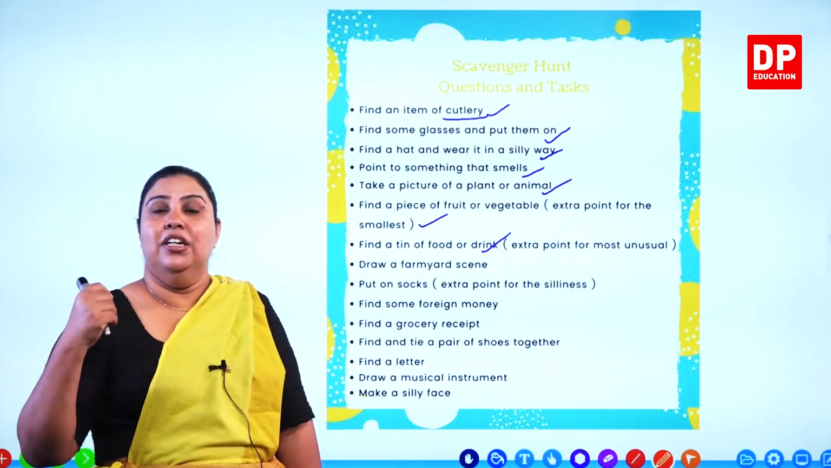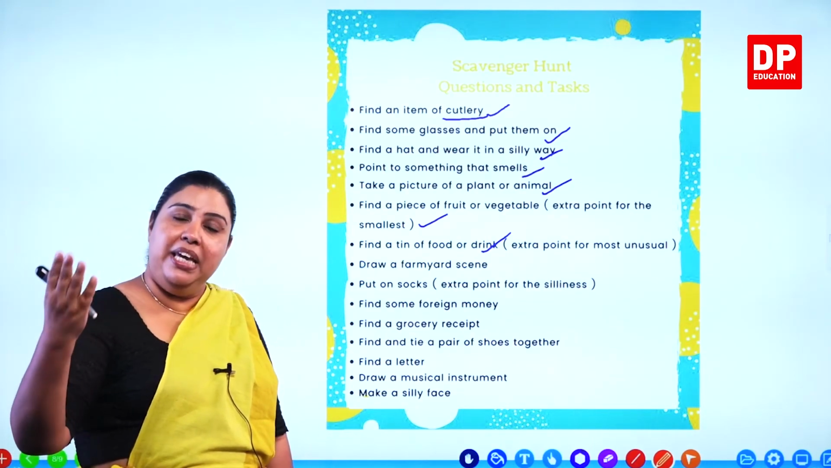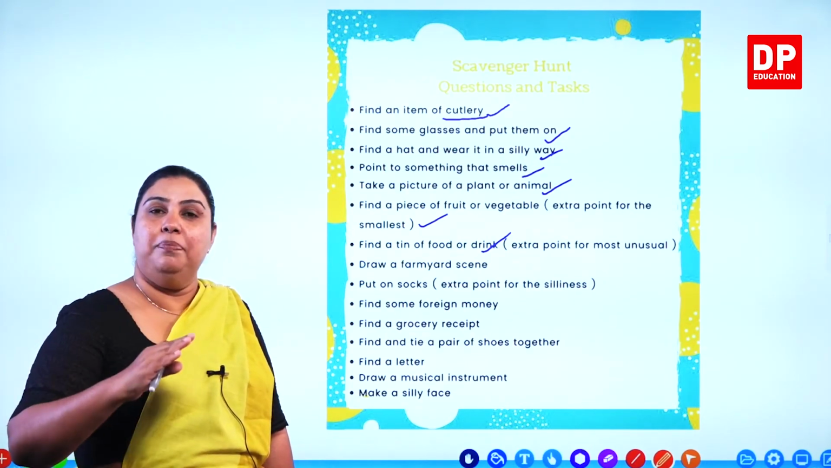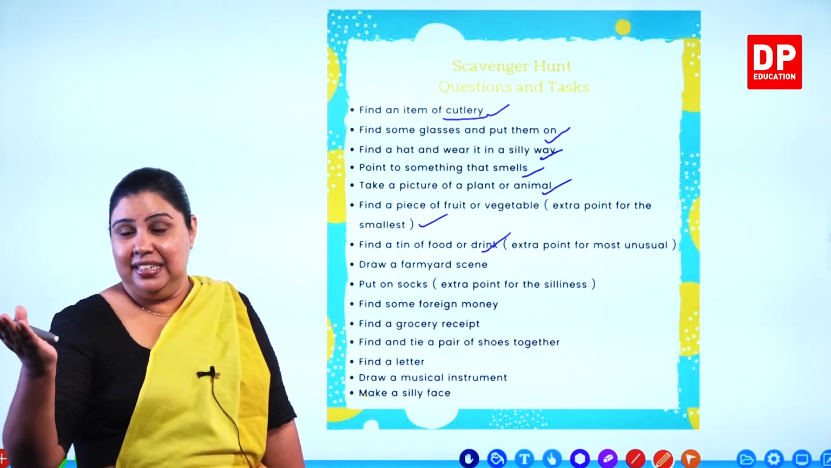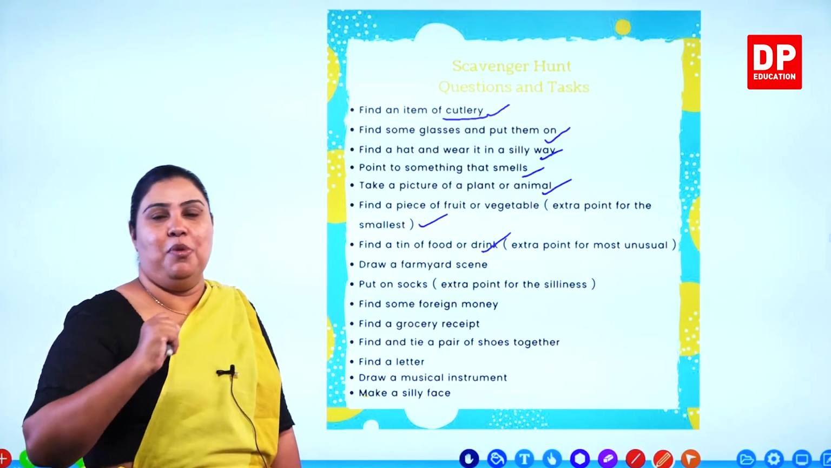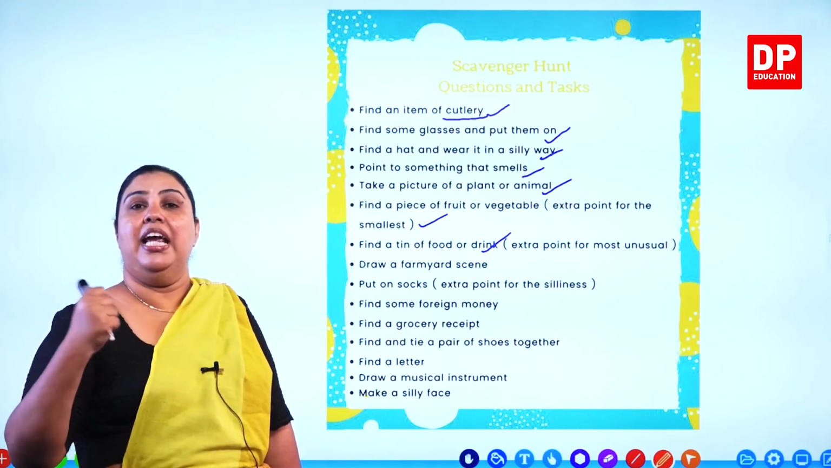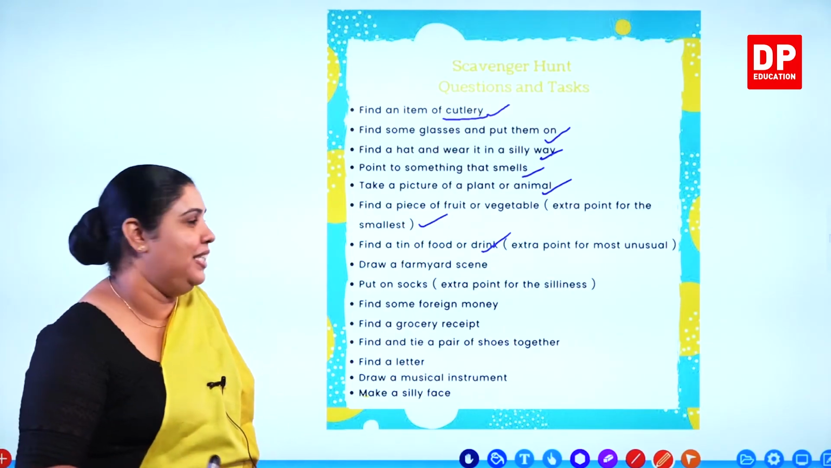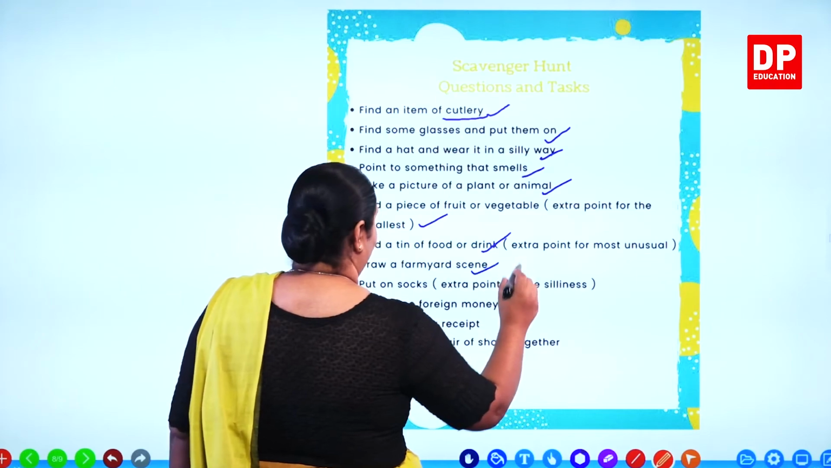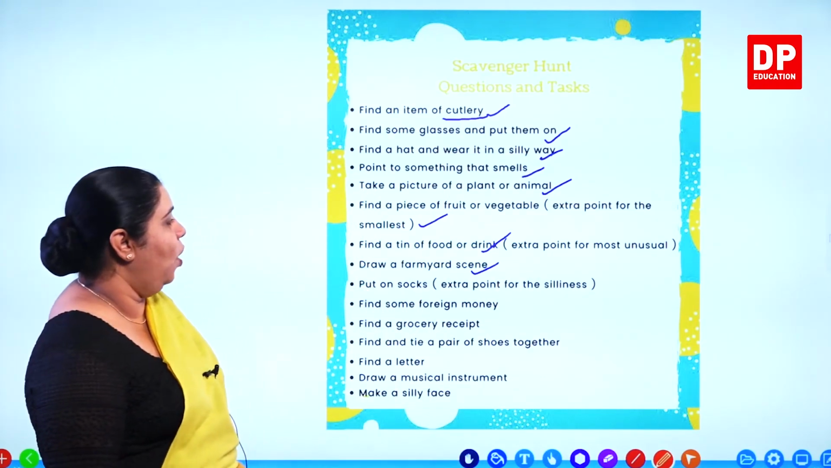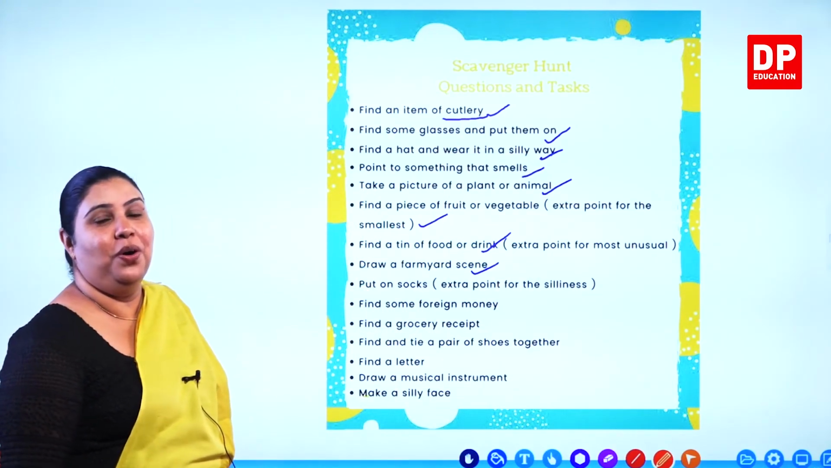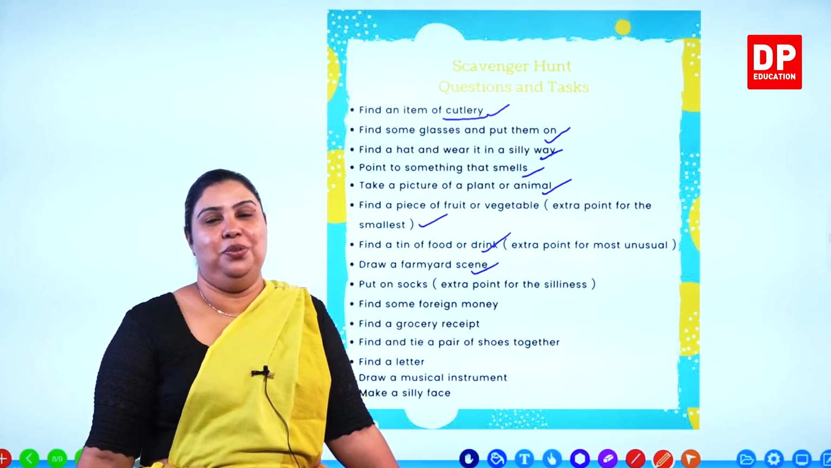Maybe you can say draw a scene of a beach. You can draw a picture of the sunset. Or sun rising in the morning. Draw a picture of the rainbow. You can include those things as well. Okay. Next, put on socks. Oh, put on socks. This is a task that you can do.